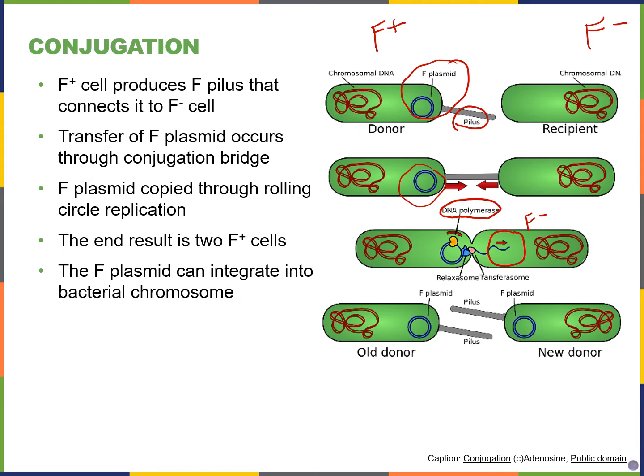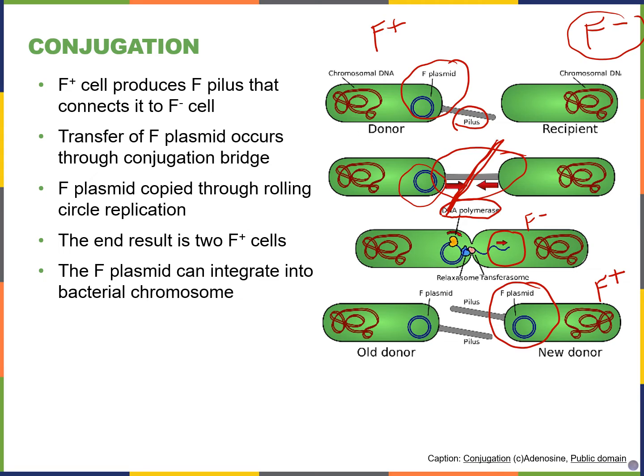If the entire plasmid is successfully transferred in time, meaning while the cells are still connected to each other, because sometimes the cells break apart from each other before the transfer is complete. If that happens, the cell stays as an F minus cell. But if the transfer does finish in time and the recipient cell receives the entire F plasmid, now this is an F plus cell at the end.